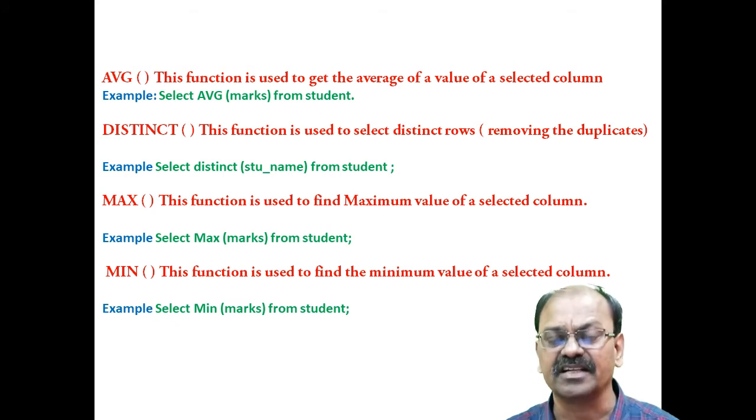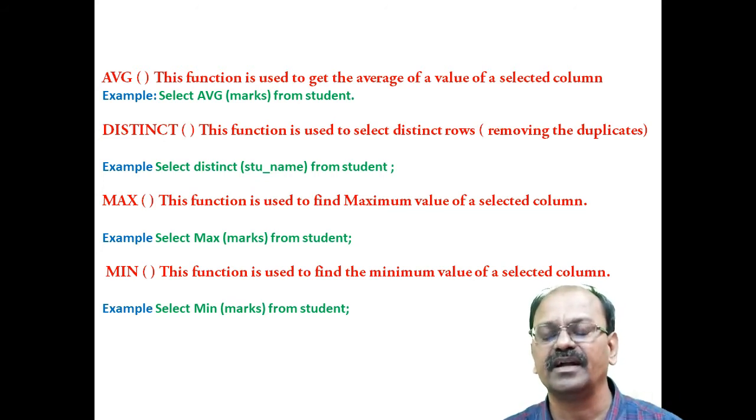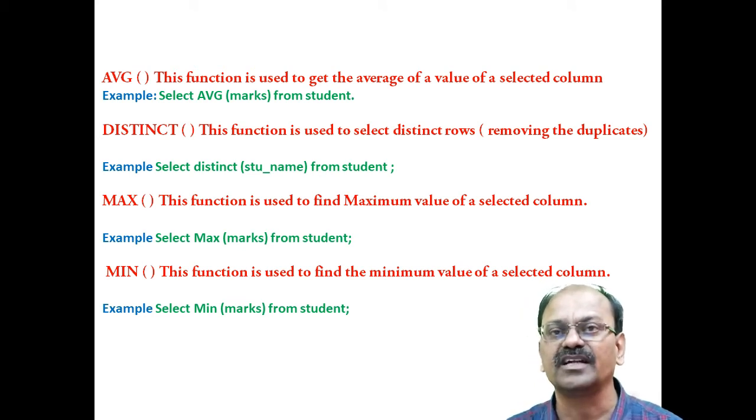Next is distinct, which is very important. It can also be asked for 2 marks: what is meant by the distinct command, explain with an example. Distinct is used as a group function. It is used to select distinct rows, that is, removing duplicates. Previously we had a table with repeated names. If I want to select only one particular name each time, I can make use of distinct.